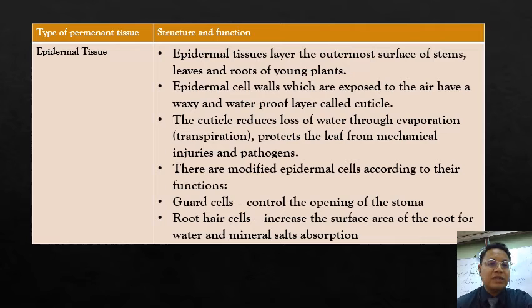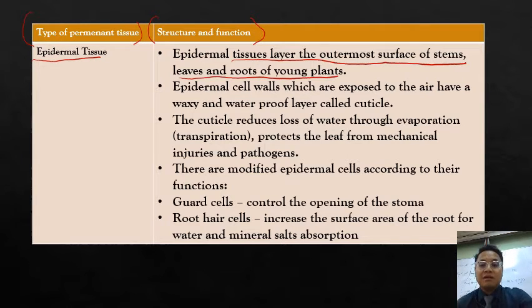Now let us look into the permanent tissue, specifically. We are going to discuss the structure and function of each one of these tissues. So the first one is epidermal tissue. It sounds like epidermis. Epidermis is skin. So epidermal tissue is the outermost tissue layer on the stem, leaf, and roots of young plants.